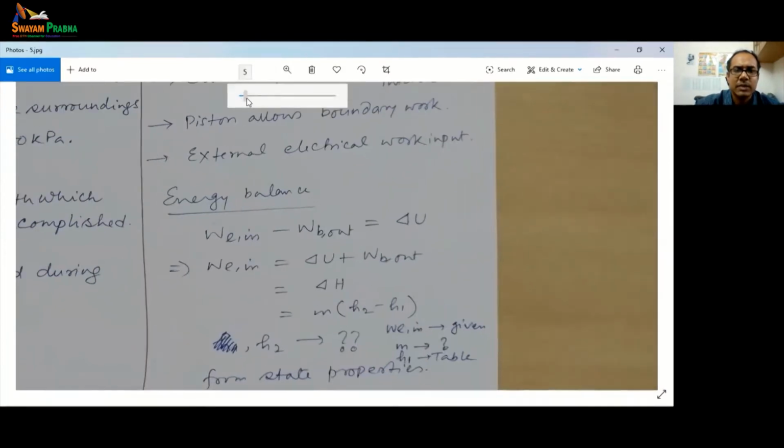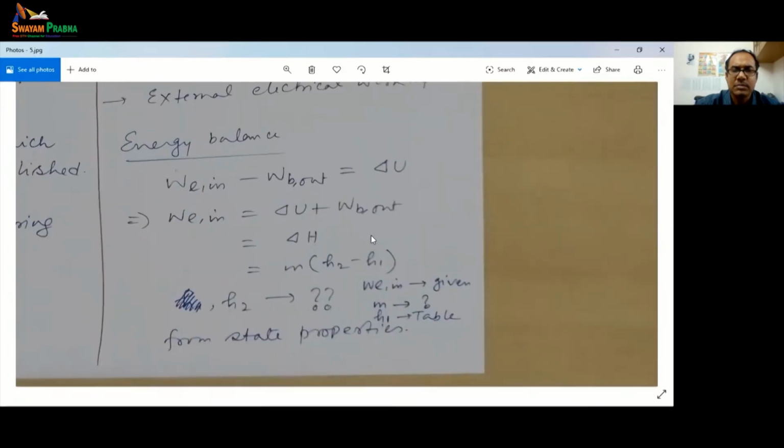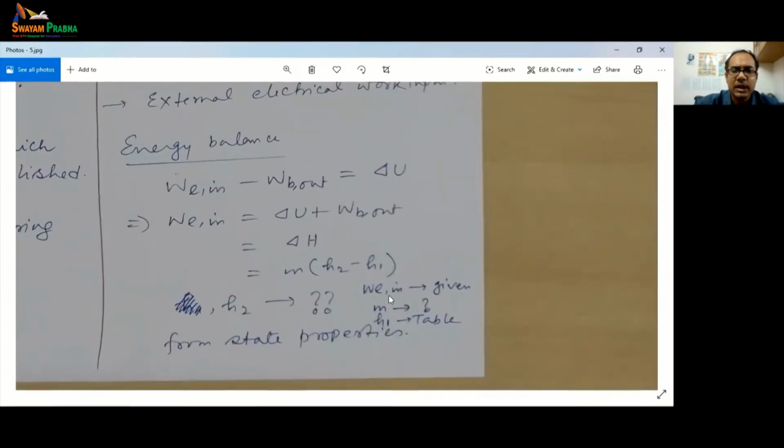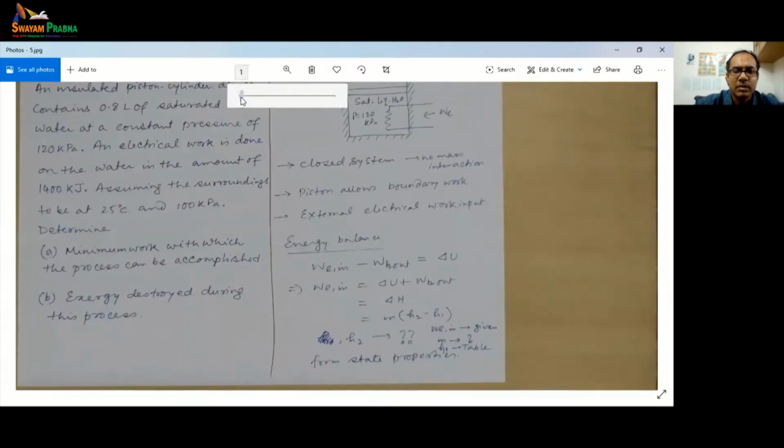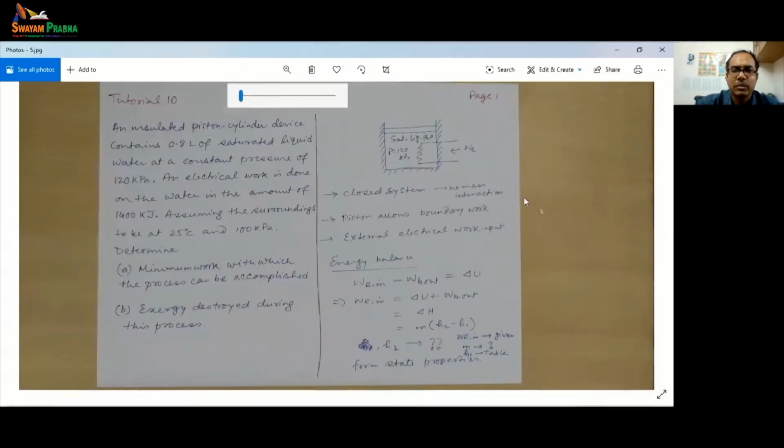Let me zoom in a little bit so that it's easily visible. So this W electrical is given, and mass we don't know. Mass we have to find out, and h1 we can get from the table of state properties. The initial state is given in terms of temperature and pressure, so with that information we can find h1, and h2 we don't have any idea about, that we have to find out. Let's see how to get there.